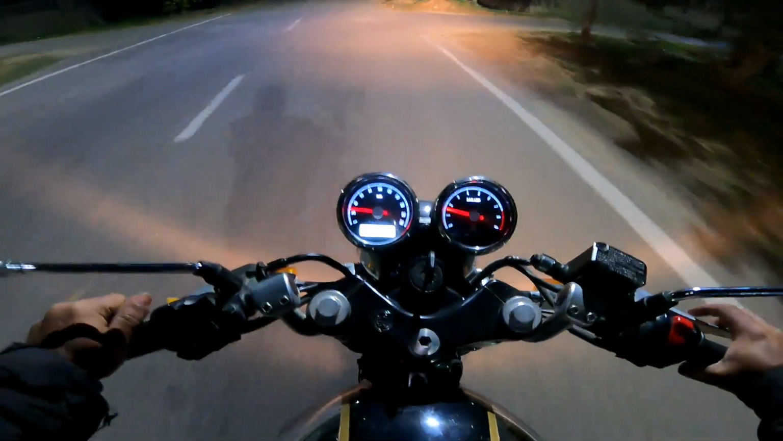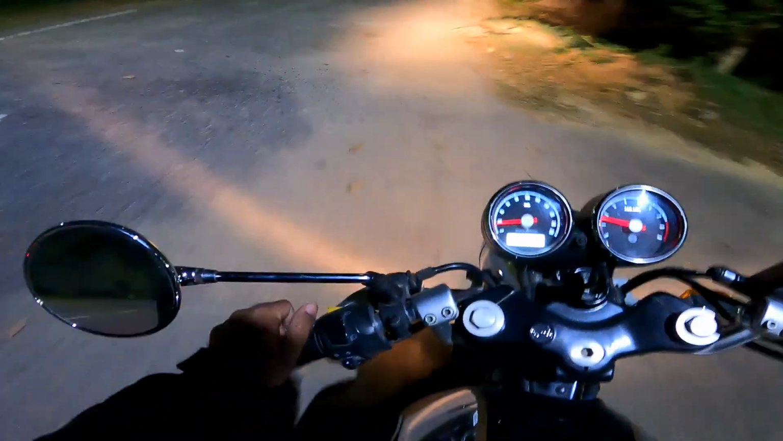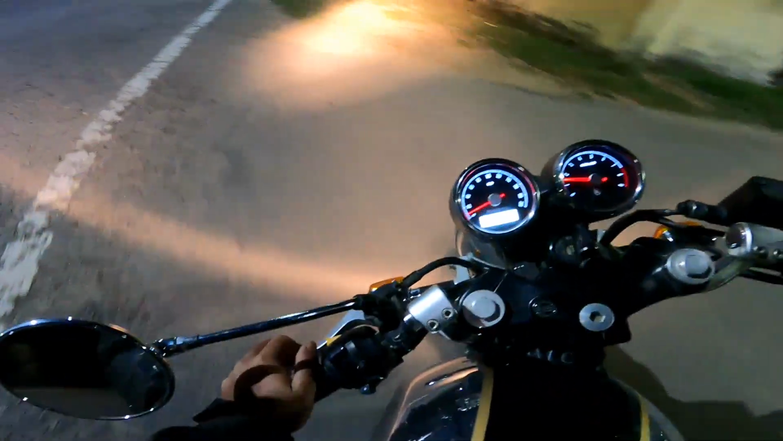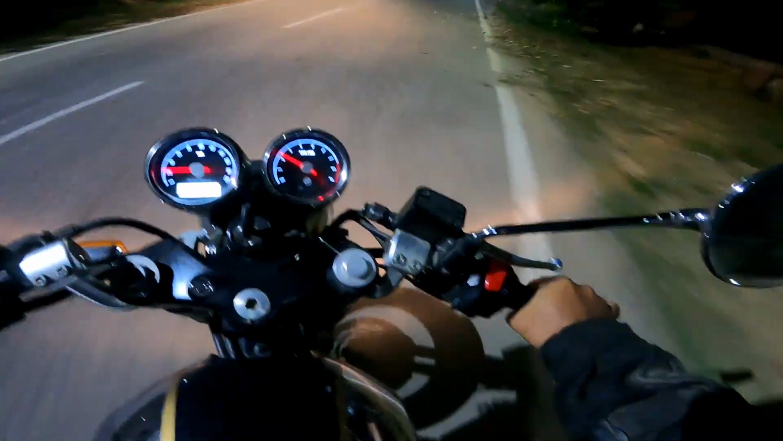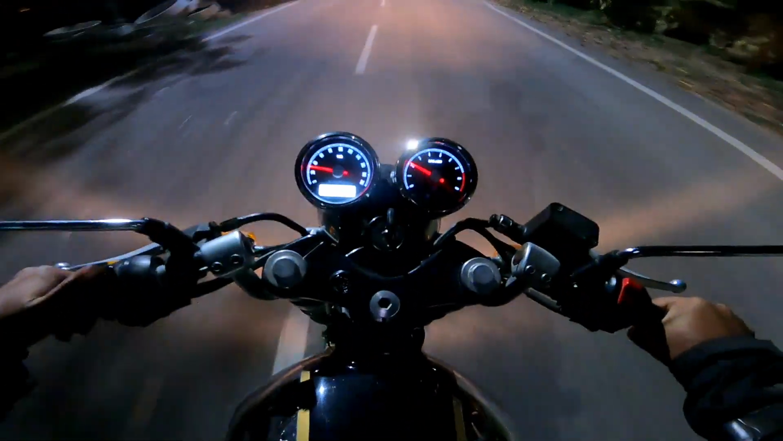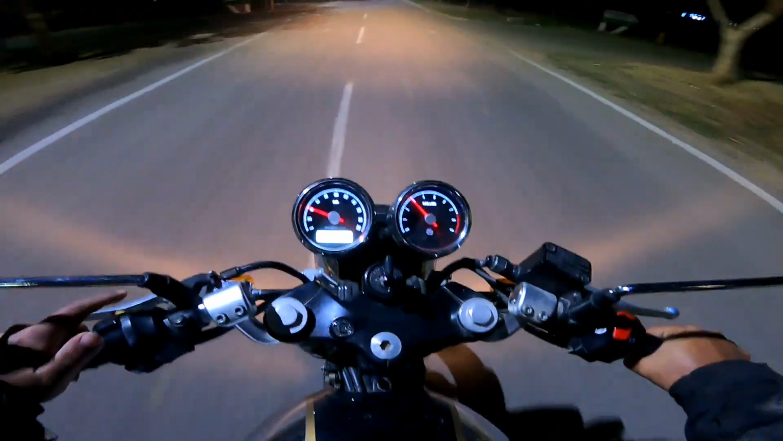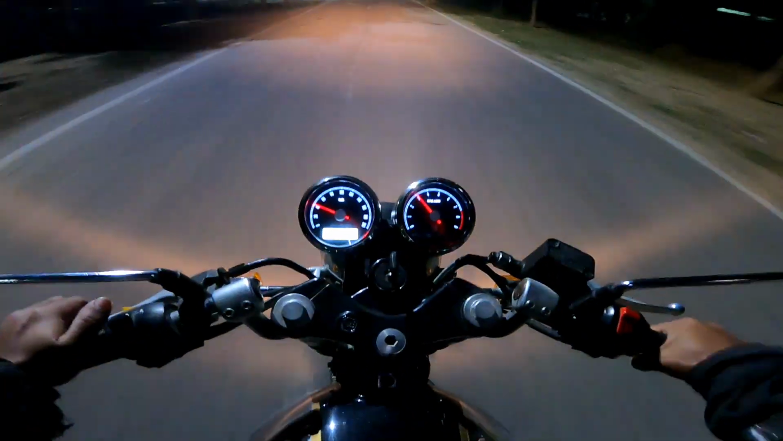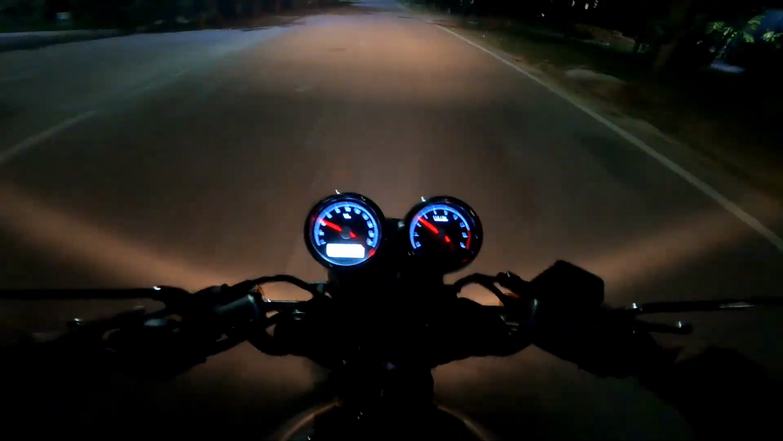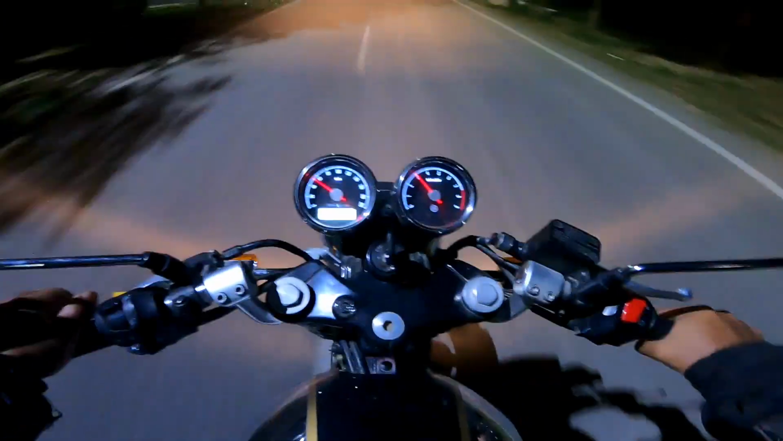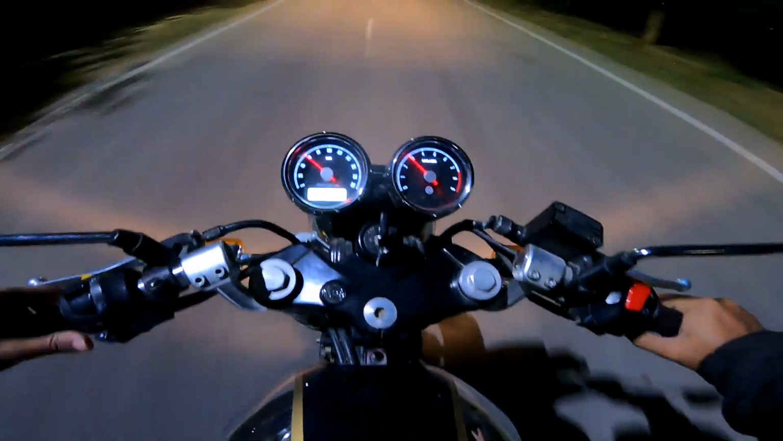I hope you've gotten a good idea. So that's low beam, high beam, pass. This is high beam. Well, let me find another stretch as well.